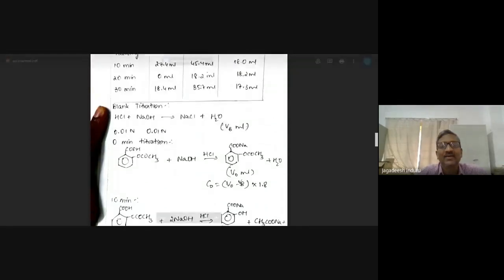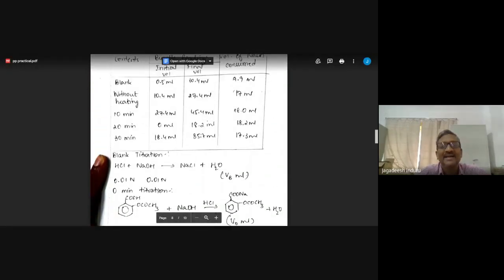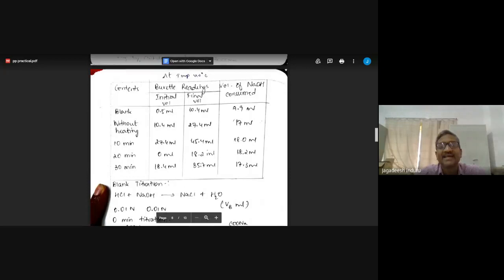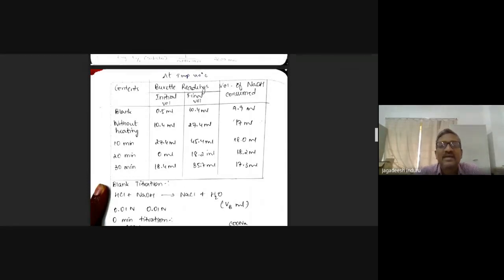So like that you are going to have, if you see the data, somebody has taken at 40-degree temperature. Similarly, another student has taken parallel data at 50. Some another student at 60, 70, 80, like that 6 batches have come. All the data I am going to give. One student has got like this. Initially blank is taken, starting reading 0.5 and 10.5, 9.9 ml is the volume of sodium hydroxide consumed, without heating and nothing at the 0 minute.